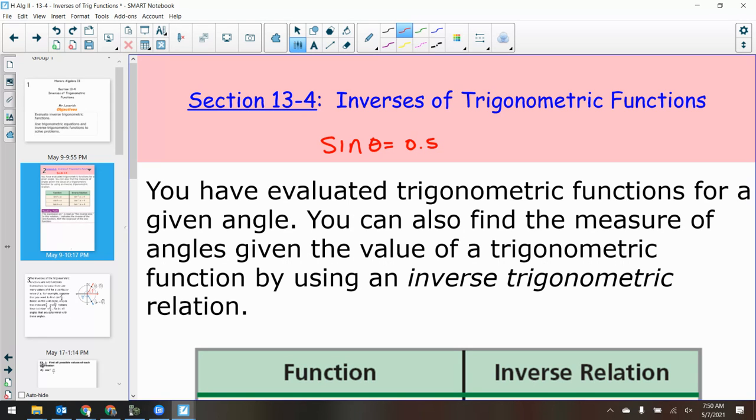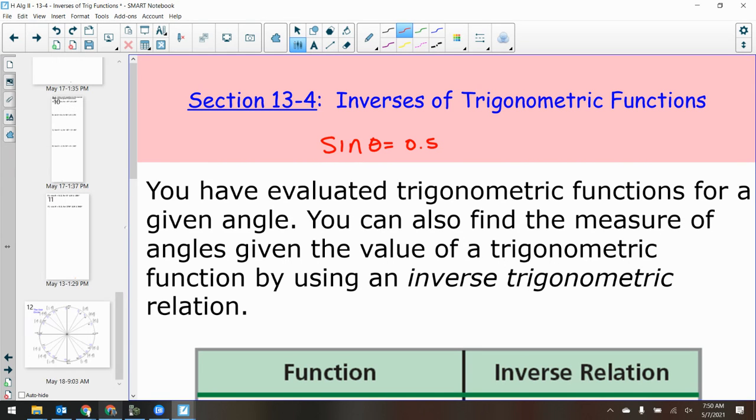Now, let me ask you this. What is the sine? Is it x value or y value? Y value. Can we find a location along the unit circle with the y value of 0.5? Look at your unit circle. So what is the angle that has a corresponding sine of 0.5? 30 degrees? Is that true?